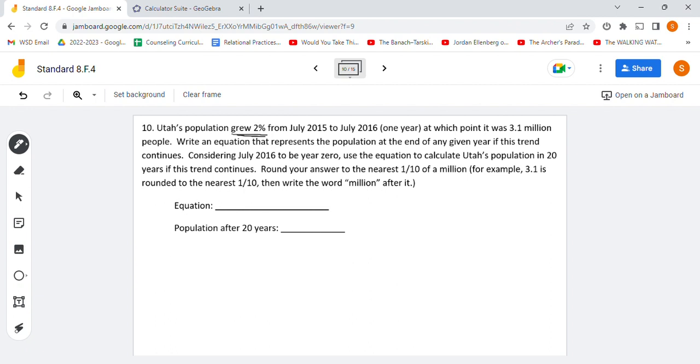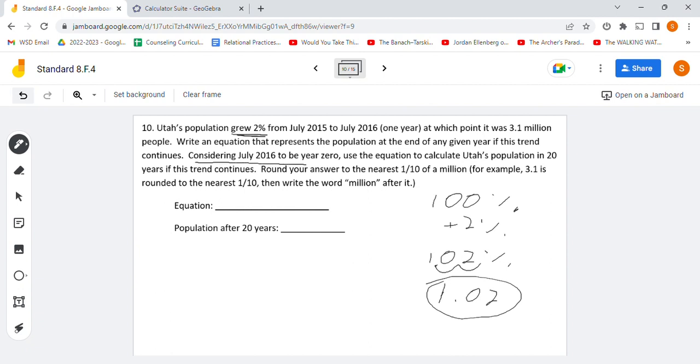So 100% was our full amount. We're going to add the 2% to that, and at the end of the year we end up with 102% of what we had before. Turning that into a decimal form, we end up with 1.02. Now we need to read through here, and it says considering July 2016 to be year 0. That's important because we need a starting value, and we've decided that July 2016 is our starting value, at which point it was 3.1 million.